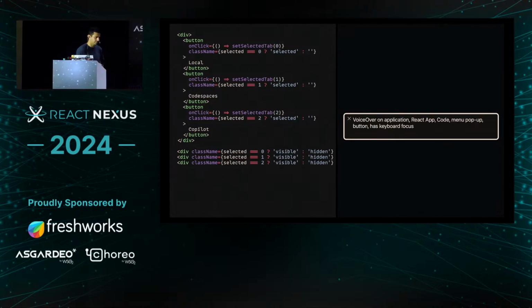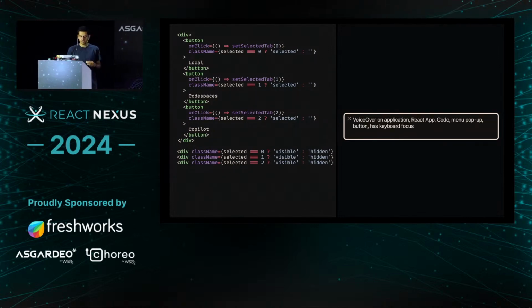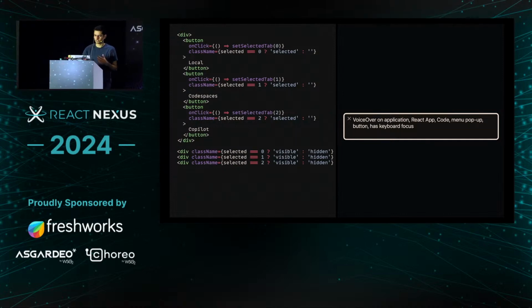VoiceOver on application, React app. All right, so that's how VoiceOver starts. To give you context, it announces where you are. We are in a React app. Code, menu pop-up, button, has keyboard focus. It tells you where the keyboard focus is right now. So in our case, even though we can't see it, we can tell that it's on a button. The button's text is code, and it has a menu pop-up.